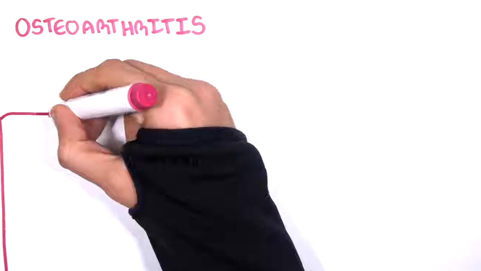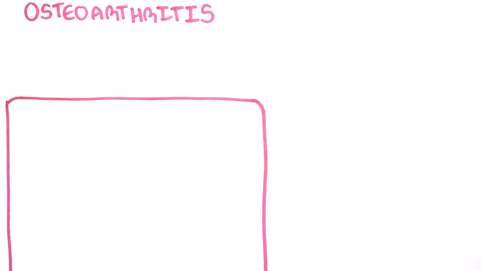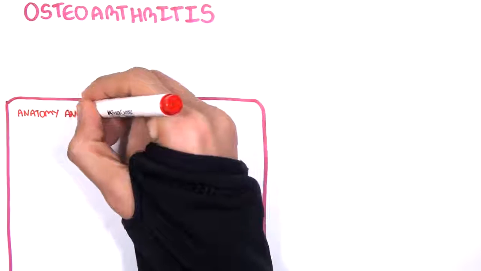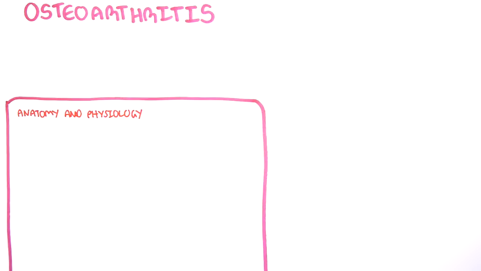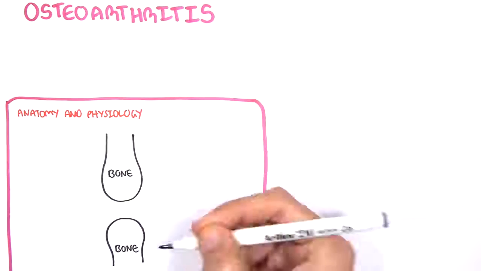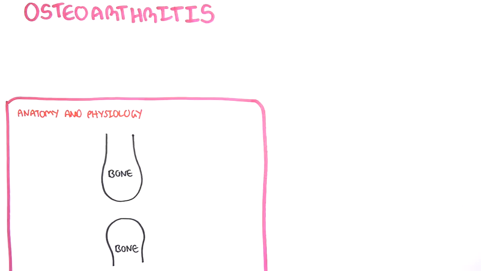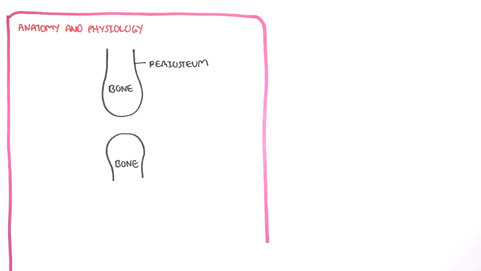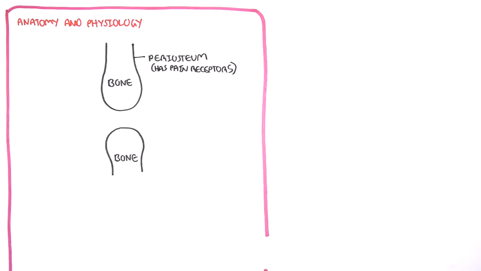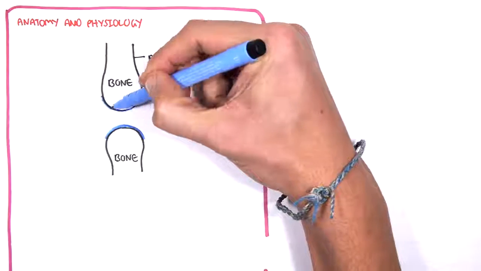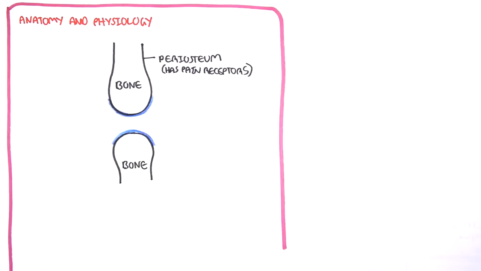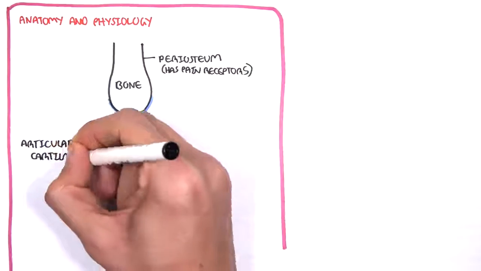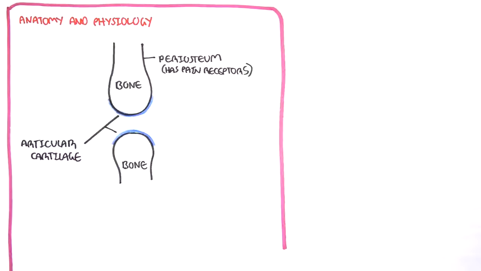Now, before going into osteoarthritis, we should revise the synovial joint and its anatomy because one, the knee joint is a synovial joint, and two, osteoarthritis occurs commonly in synovial joints. So, the bones that form the joints are surrounded by periosteum. Remember, the periosteum is a very painful and sensitive structure because it contains pain receptors. The ends of the bones are surrounded by a shiny substance called articular cartilage. This cartilage helps in absorbing shock and also allows for gliding between the bones.